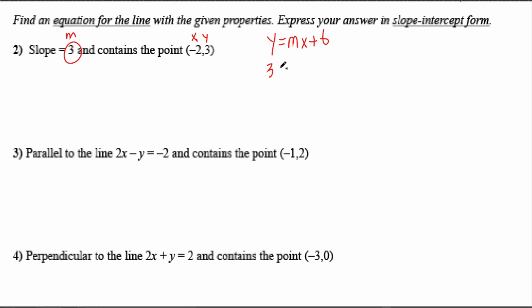So the y is a 3 equals the m, which is also a 3. It's not always going to be that. It just happens to be on this one. The x is a -2. And then we don't know the b. What is the b, by the way? It's the y-intercept. So that's what we're trying to find, the y-intercept. We already know the slope. We just have to find the y-intercept. Everybody with me? And this is how you find the y-intercept. So you go 3 equals, what's this? -6 plus b. Add a 6 to both sides. So b is what? 9.